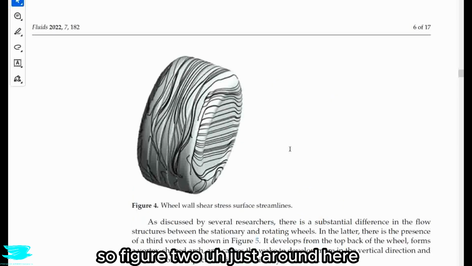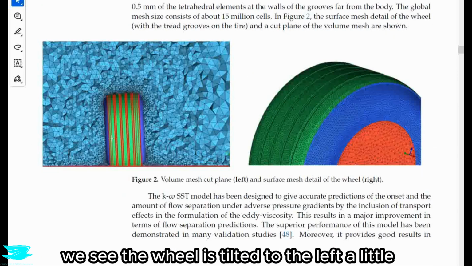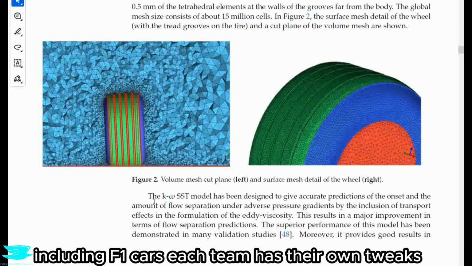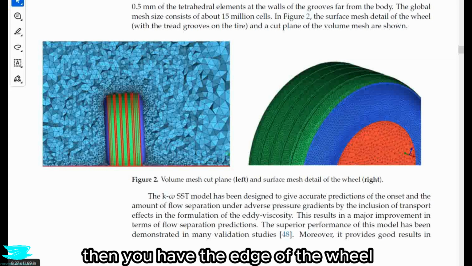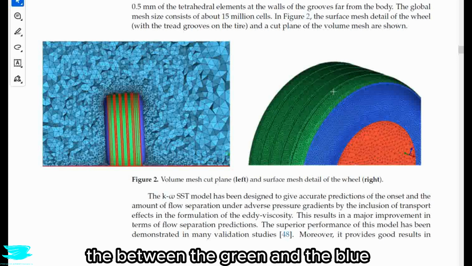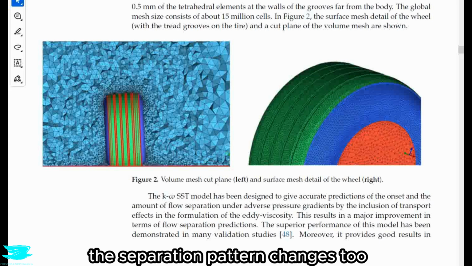So in figure 2, just around here, we see the wheel is tilted to the left a little. That is normal, and it changes from car to car, including F1 cars. Each team has their own tweaks. That all affects the flow. Then you have the edge of the wheel, which is called the shoulder. So this part around here, between the green and the blue. Depending on how sharp and rounded that is, the separation pattern changes too.